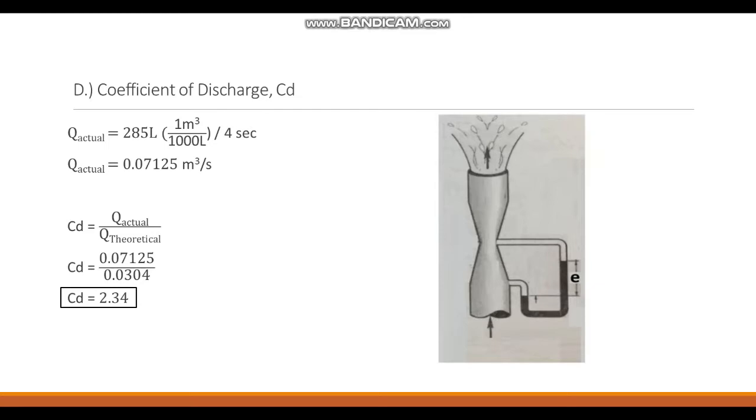0.07125 meter cube per second, after which we can obtain the coefficient of discharge simply by dividing the actual discharge with the theoretical discharge, which we computed earlier. So this will give us a value for CD which is equal to 2.34. Now, do take note that the CD value should not be more than 1. So therefore, there must be something wrong with the given in the problem. But anyways, these are the steps in how to solve a venturimeter problem with a manometer tube.